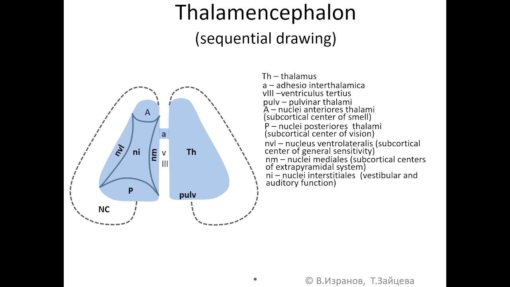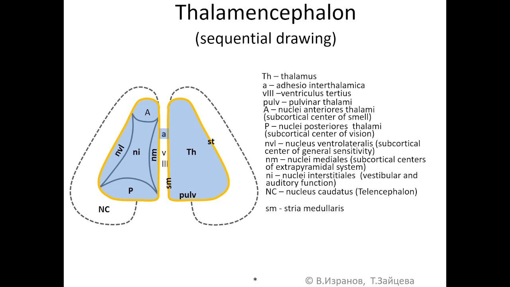Now NC, nucleus caudatus, which is situated laterally to the thalamus. It belongs to the Diencephalon. And now thalamus is surrounded by these yellow strips. SM, stria medullaris, and ST, stria terminalis, which divides the thalamus and nucleus caudatus.